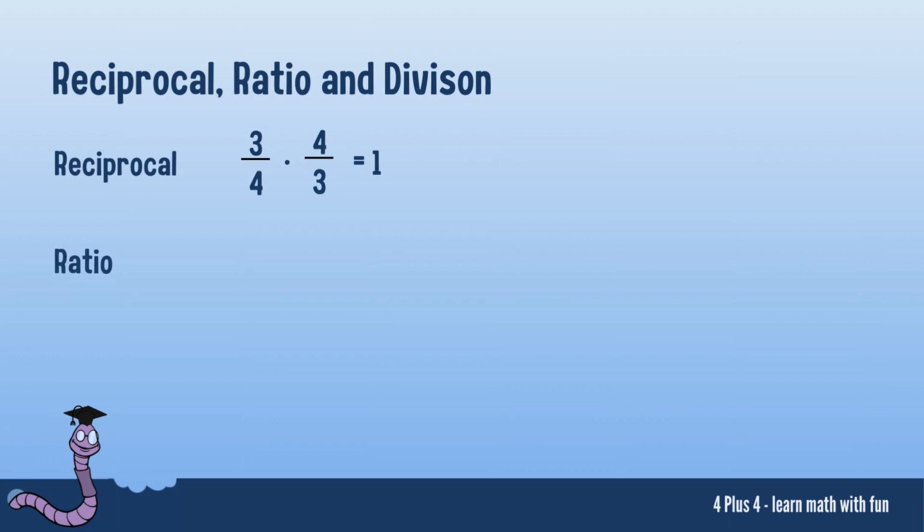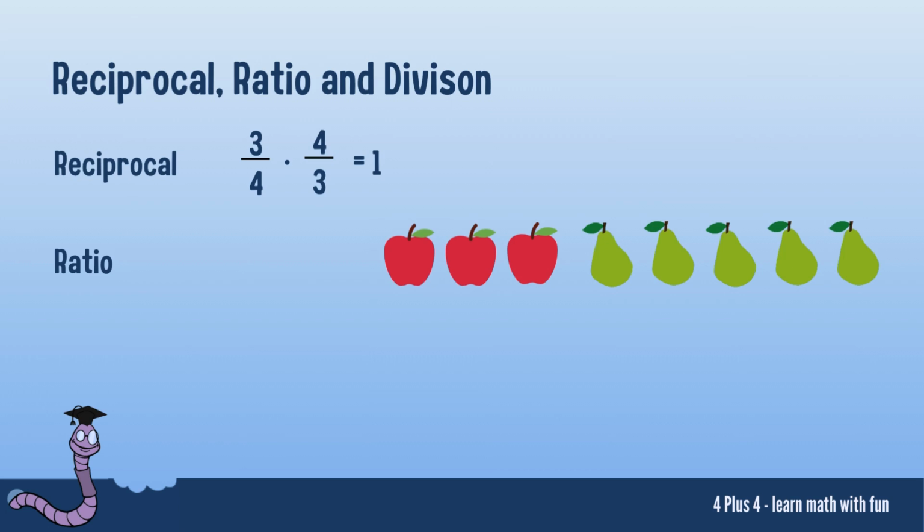Ratios are our next topic. They compare two quantities by dividing one quantity by the other. For example, if we have 3 apples and 5 pears, the ratio of apples to pears is 3 to 5. Ratios are usually written with a colon between the numbers. But they can also be seen as a fraction. In our example, the fraction would be 3 over 5.